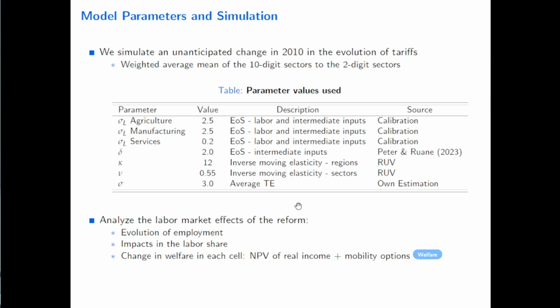Then, based on these parameters, we can solve the model and run our counterfactuals, and we are going to analyze the labor market effects of the reform on the evolution of employment, impacts on the labor share, and change in the welfare. The definition of welfare here is going to follow the definition from Irhan and co-authors, which is the net present value of real income and all the mobility options. So it takes into account the outside options that individuals have.